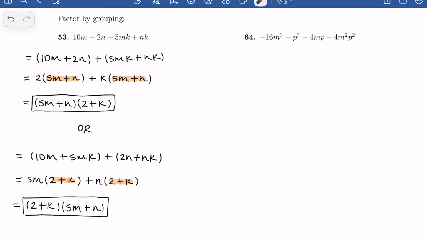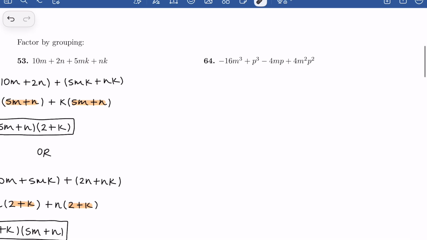Now notice this is exactly the same as what we got before. We just have our factors switched, but this is fine because multiplication is commutative. We're going to get the same answer no matter which way we order these factors here. All right, let's do the same thing for this example here.